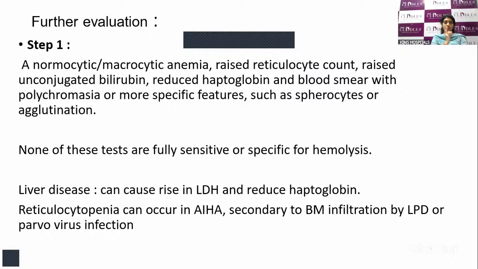Having said that, none of these tests are fully sensitive or specific for hemolysis. When there is liver disease, it can cause a rise in LDH and reduced haptoglobin. Reticulocytopenia can occur in AIHA secondary to bone marrow infiltration by lymphoproliferative disease or parvovirus infection. So sometimes it doesn't always mean that there are low reticulocytes; sometimes they can be normal also. Normal or low reticulocytes should trigger us to think about bone marrow infiltration by lymphoproliferative disease or parvovirus infection.